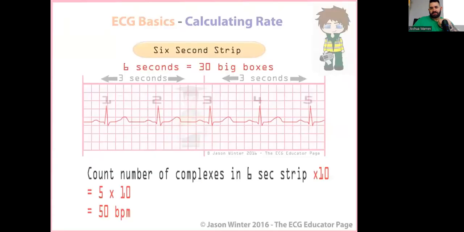Another example. Let's do another one. We have 1, 2, 3, 4, 5 complexes in 6 seconds. 50.